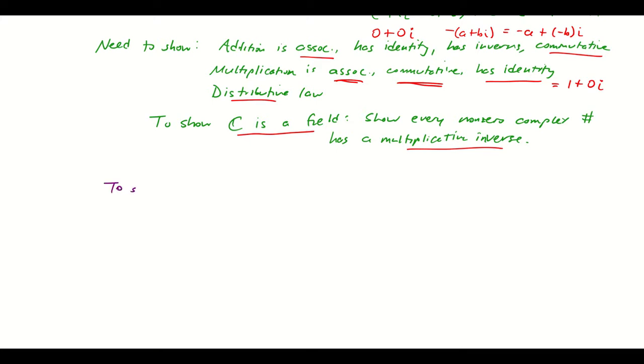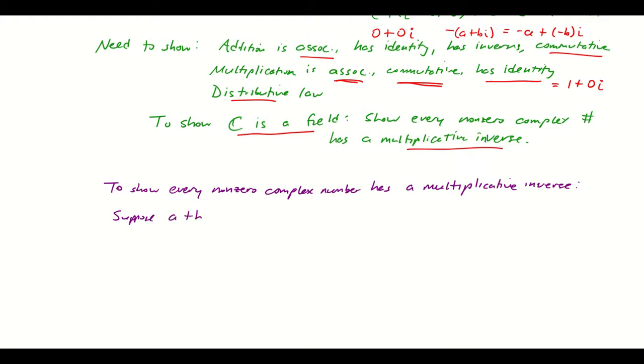All right, so to show every non-zero complex number has a multiplicative inverse, here's what we're going to do. Suppose a + bi is a complex number and is non-zero. Well, what does it mean for a complex number to be non-zero? It doesn't mean that a and b both have to be non-zero. It just means that at least one of those has to be non-zero. So a is not zero, or b is non-zero. Maybe both, but we don't know.